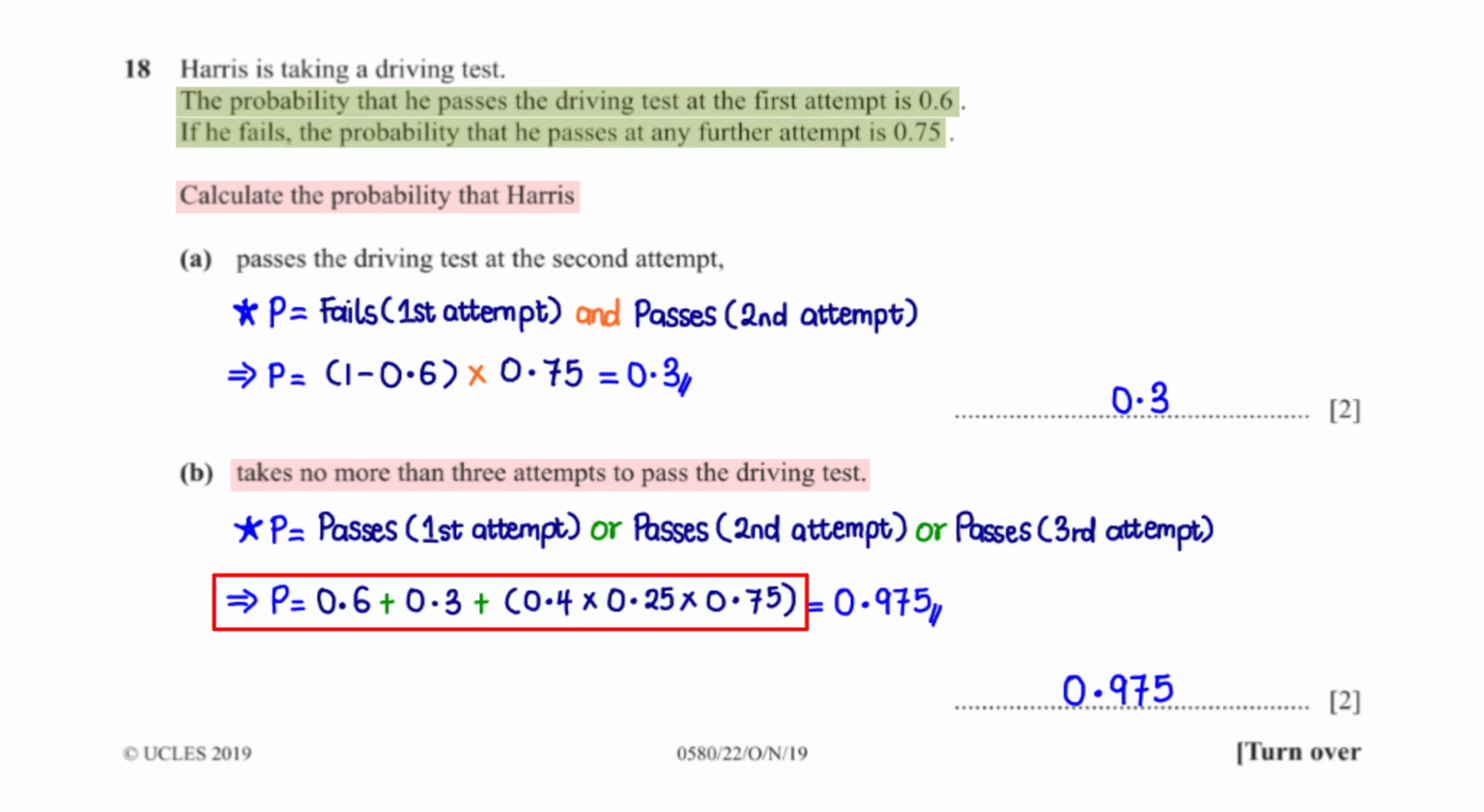The probability that he passes on the third attempt will be the probability that he fails on the first attempt, fails on the second attempt, and passes on the third attempt. This gives us 0.4 times 0.25 times 0.75. When we type this into the calculator, we get 0.975.